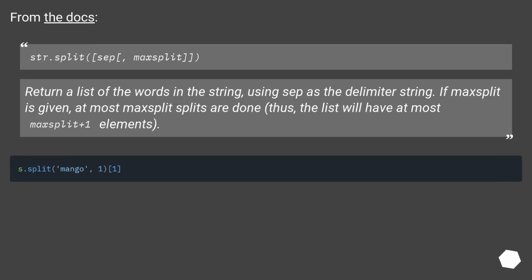From the docs. str.split(sep, maxsplit) returns a list of the words in the string, using sep as the delimiter string. If maxsplit is given, at most maxsplit splits are done, thus, the list will have at most maxsplit plus 1 elements.